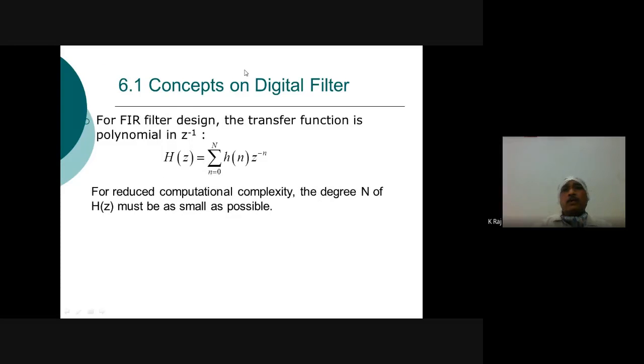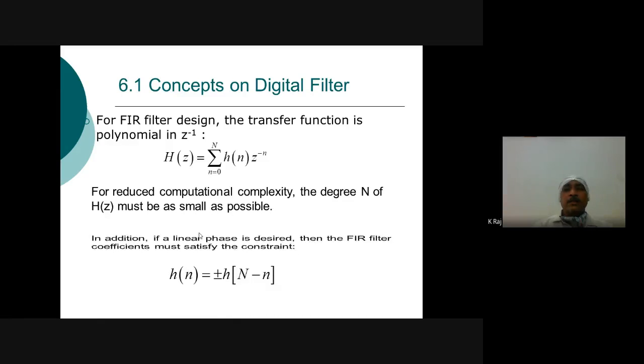Now for FIR filter design, the transfer function is a polynomial of z to the power minus n, described as the summation n equals 0 to N of h[n] z to the power minus n. For reduced computational complexity, in order to reduce the complexity, the degree N of H(z) must be as small as possible here.